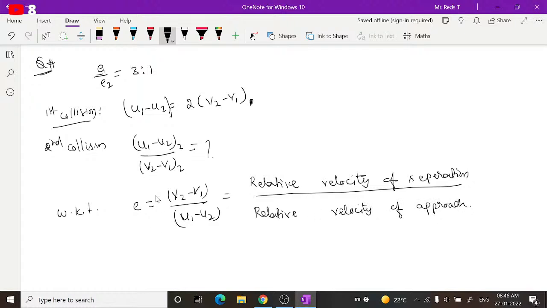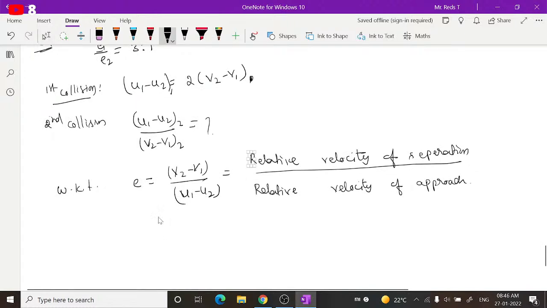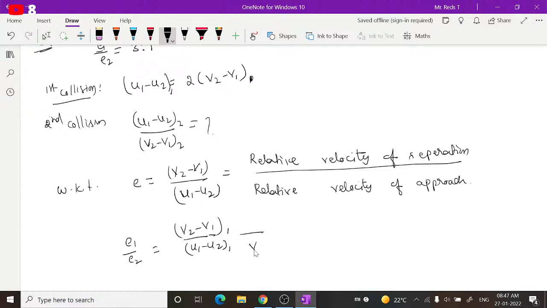So now if you take this separately for first collision and second collision, for first collision you can take it as E1, second collision E2. So E1 by E2 can be taken as: for first collision, V2 minus V1 by U1 minus U2 is E1. E2 is V2 minus V1 for second collision divided by U1 minus U2 for second collision. This is E2. Directly you can express them.